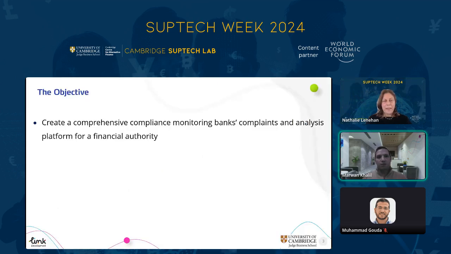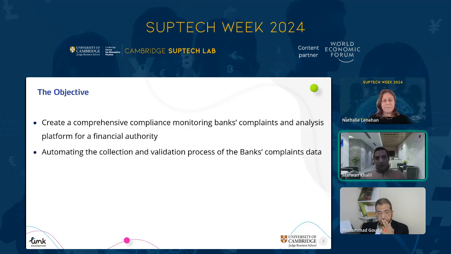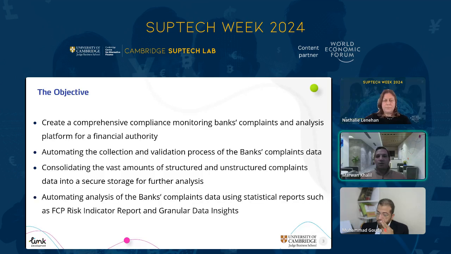Let's start with the objectives. It is to create a comprehensive compliance monitoring for banks' complaints and an analysis platform for the financial authorities. This happens through automating the collection and validation process of the banks' complaints data, then consolidating this vast amount of structured and unstructured complaints in a secure store for further analysis. And then finally, automating the analysis of the bank complaints using statistical reports such as the FCP risk indicator report or the granular data insights.